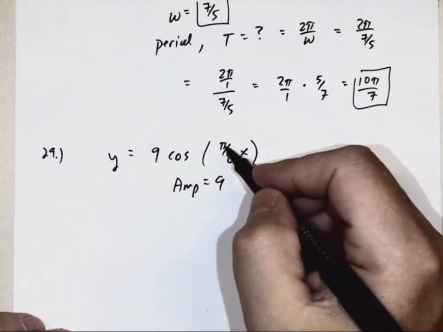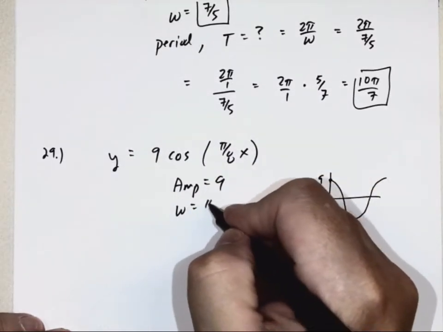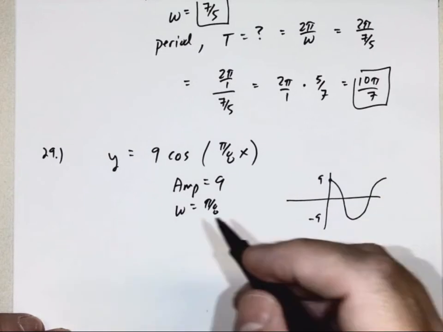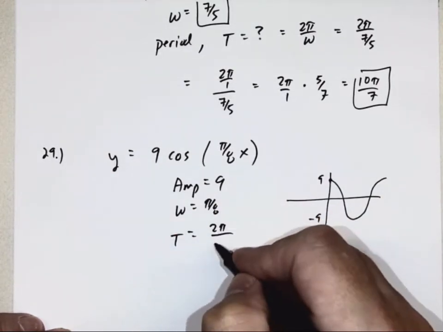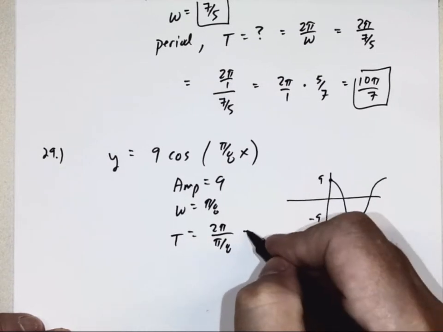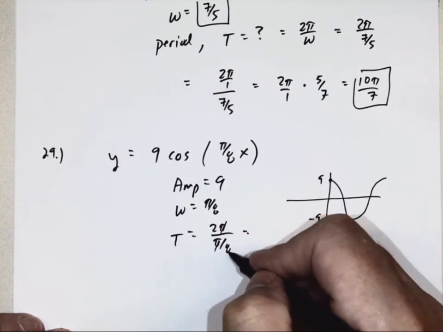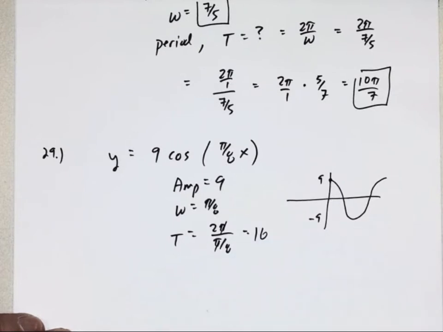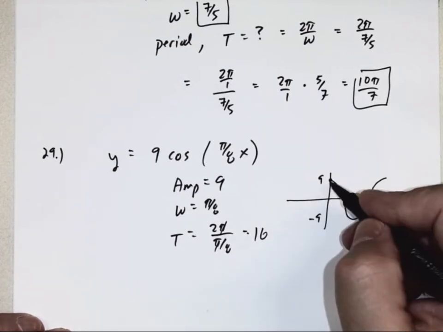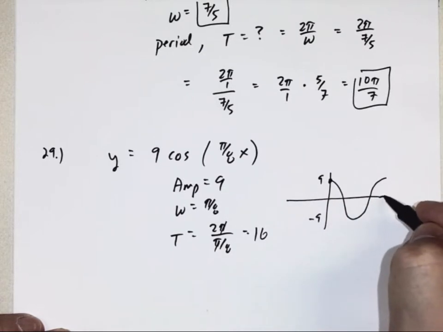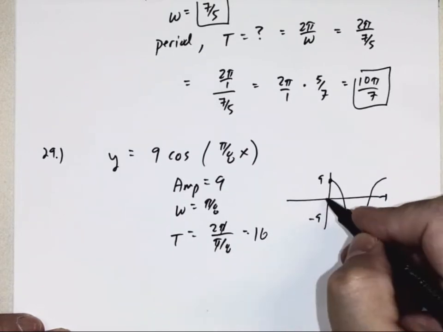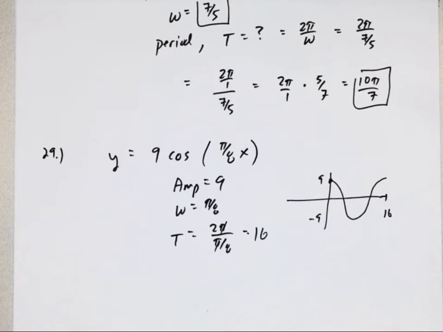And then the next thing I'll do, because I know this omega is pi over 8, then I know the period is 2 pi over pi over 8. If you simplify this, the pi's cancel. 16. That means when you start here at the period and you get to the end where you start repeating, you've got a distance of 16. So based upon that, now let's look at my 4 choices.